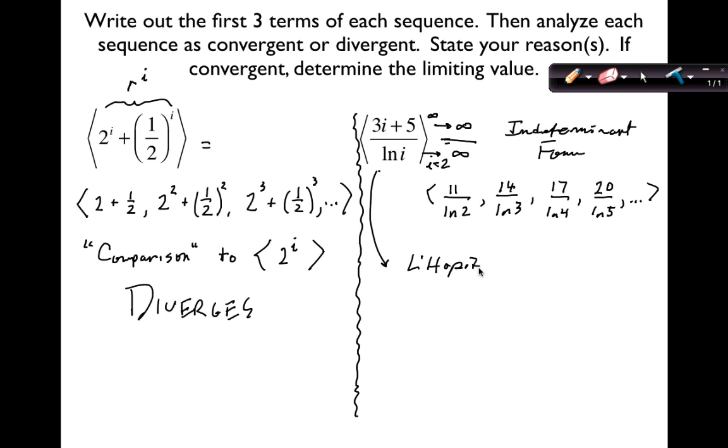And we're going to look at the ratio of the derivatives, which would be 3 over 1 over i, which is 3i. So whatever the conclusion we have about this as i goes to infinity is the same as the conclusion about this as i goes to infinity. Divergence. Therefore, three little dots like this means therefore.